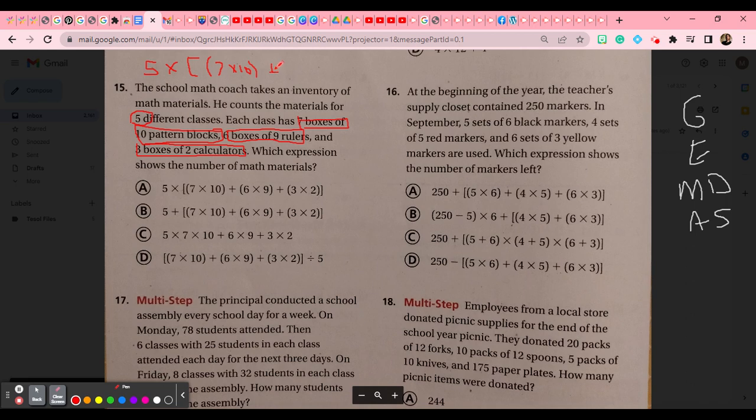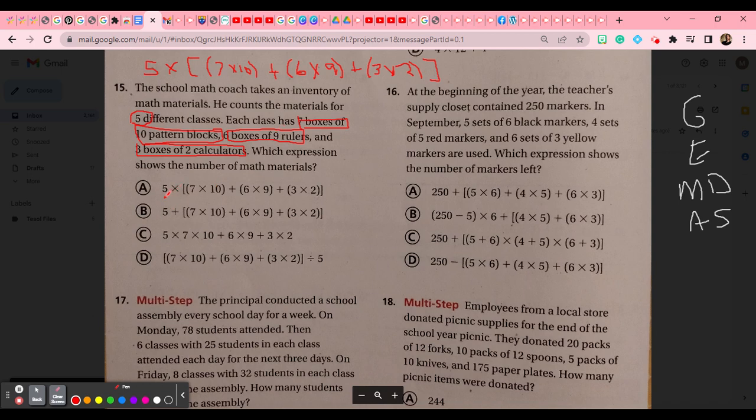plus 6 times 9 plus 3 times 2. Okay, and if we see one written just like that, that would be our answer.